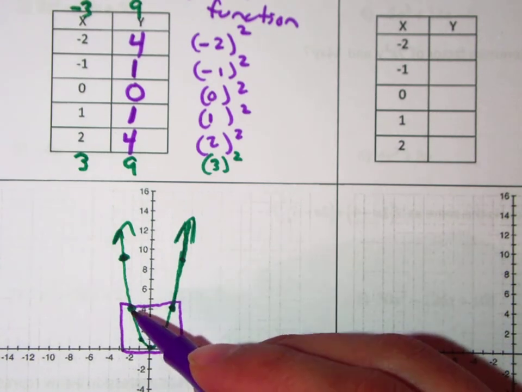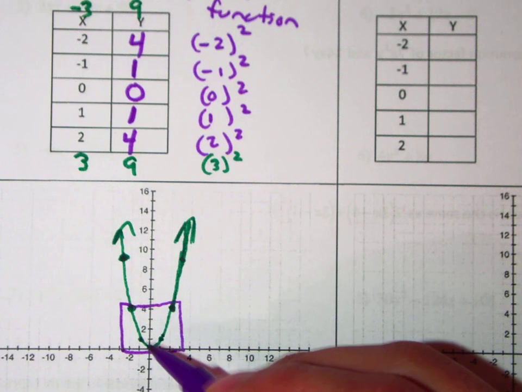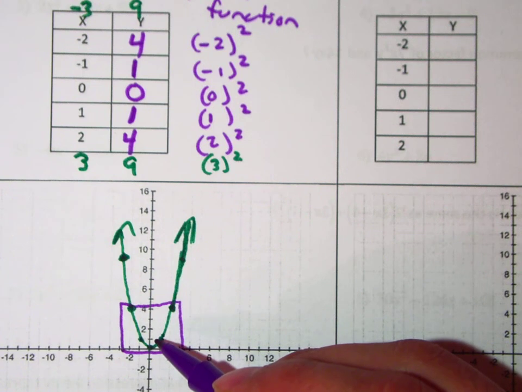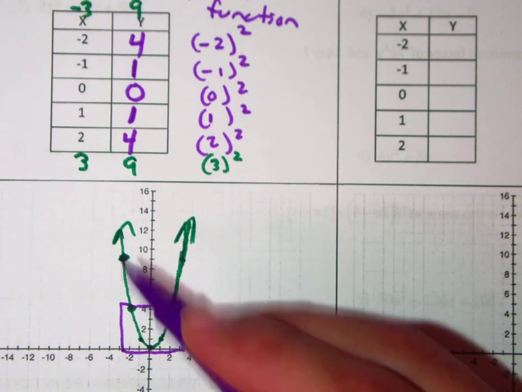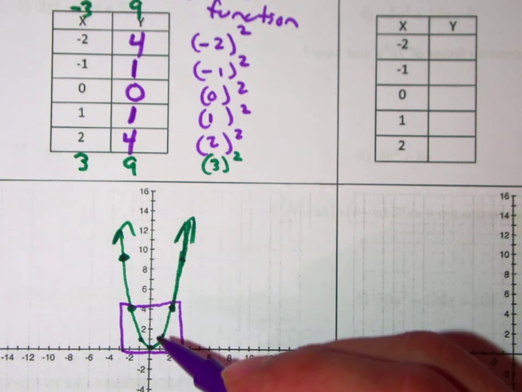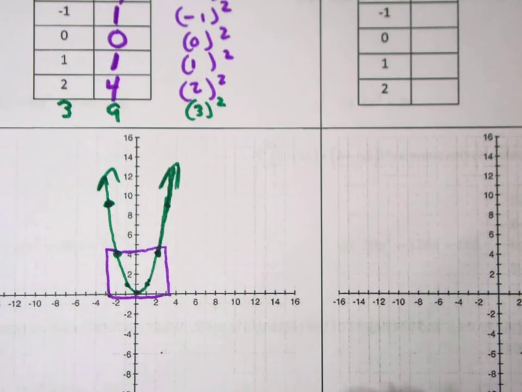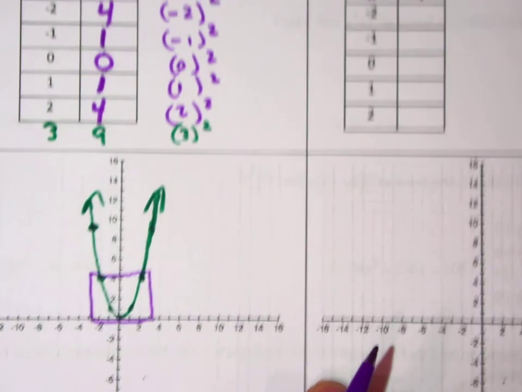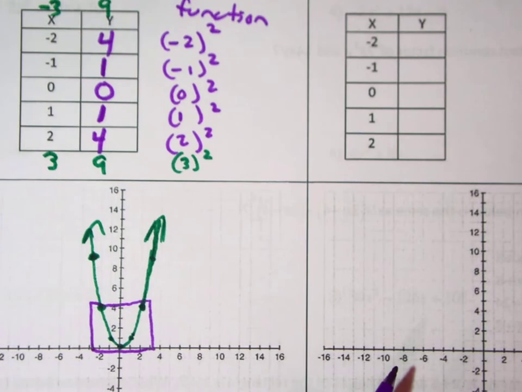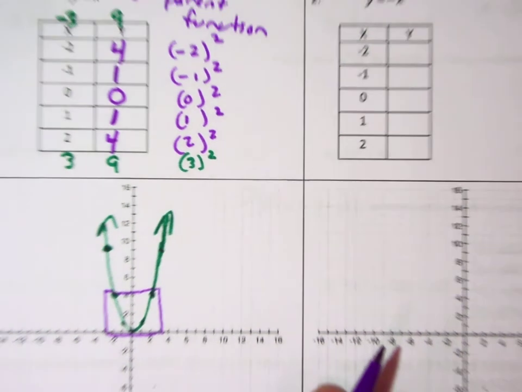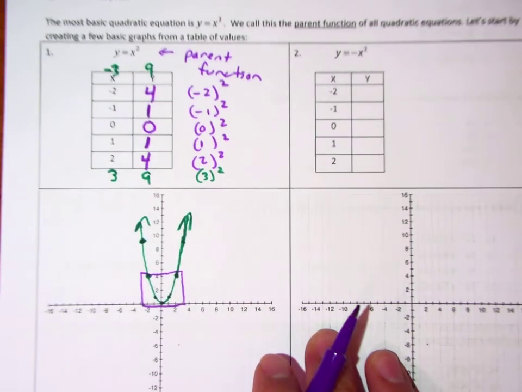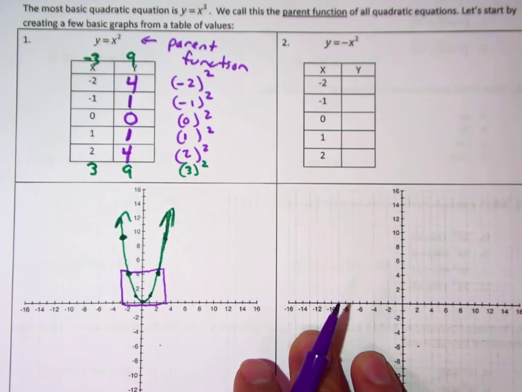-2, 4, -1, 1, 0, 0, 1, 1, 2, 4. As long as you know those points, then things that we're going to do later on are going to make a lot more sense. So just kind of remember that. But for now, we're just going to plug in the values, see what happens to the graph, and let you guys figure it out, make some conjectures, okay?